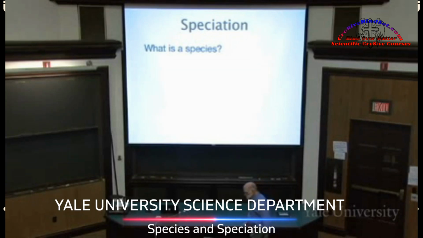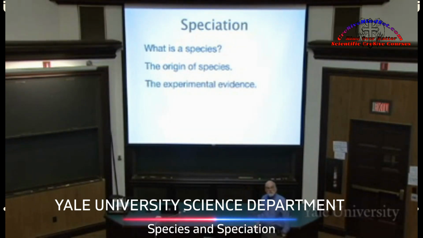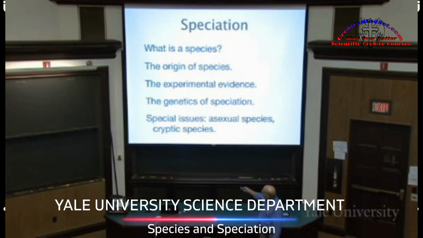Okay, today, speciation. I would hope that by the end of today's lecture and the end of your reading and discussion and section about this, that you would be able to deal with this set of issues. What is a species? How do they originate? What kinds of experimental evidence or observational evidence do we have to back up the claims about how they originate? What's going on during speciation from the point of view of genetics? If we track the genes through the process of speciation, what do we see? And then there are some special issues, asexual species and cryptic species.